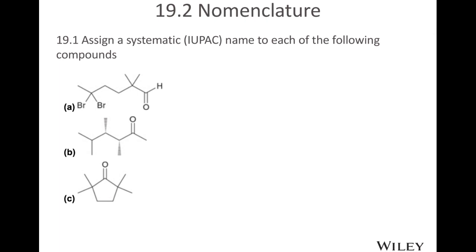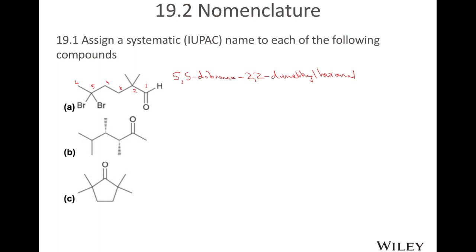So let's try and assign an IUPAC name to each of the following compounds. All right, this shouldn't be too bad. So first compound, it's an aldehyde, so I'm going to assign carbon 1, 2, 3, 4, 5, 6. So it's a hexanal. What substituents on it? I have a 2,2-dimethyl and a 5,5-dibromo. Bromo should come first, so this should be 5,5-dibromo-2,2-dimethylhexanal. There we go.